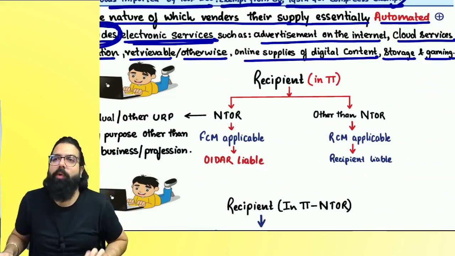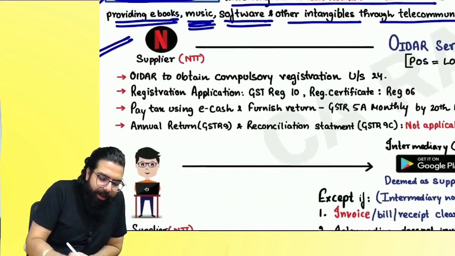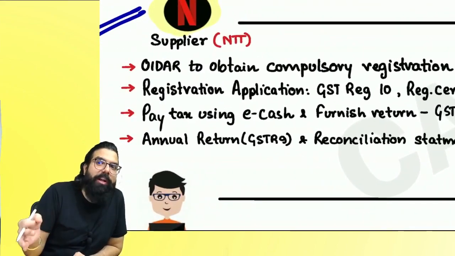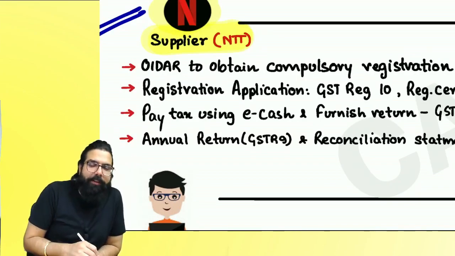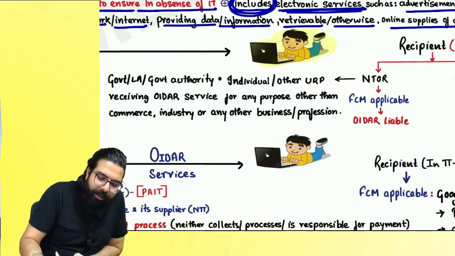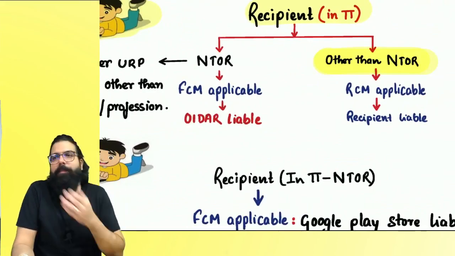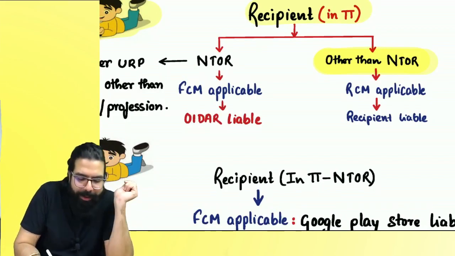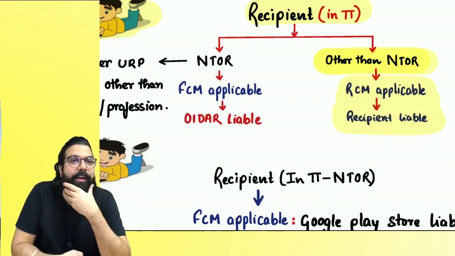OIDR service. Can I go ahead, everyone? Now, people, this you already know. Supposing there is a Netflix. I'm giving the Netflix example. Now we are understanding section 14 of your IGST Act. Supplier is in non-taxable territory, recipient is in the taxable territory. If the recipient is other than an NTOR, might be a business entity which is doing business and registered, then they will pay the GST under RCM. Recipient will be liable to pay GST under RCM.